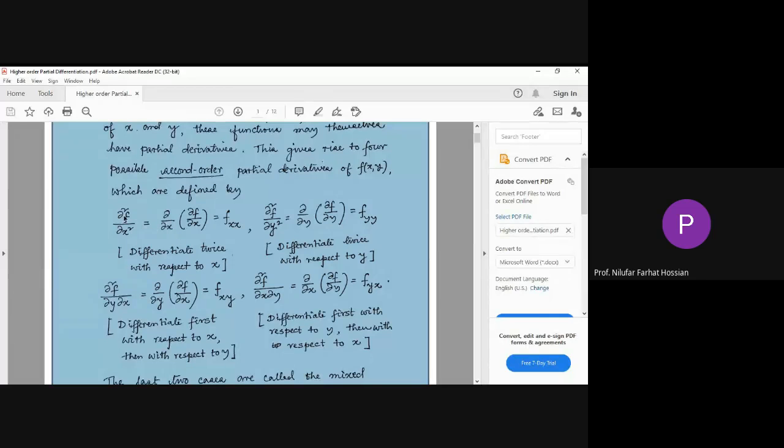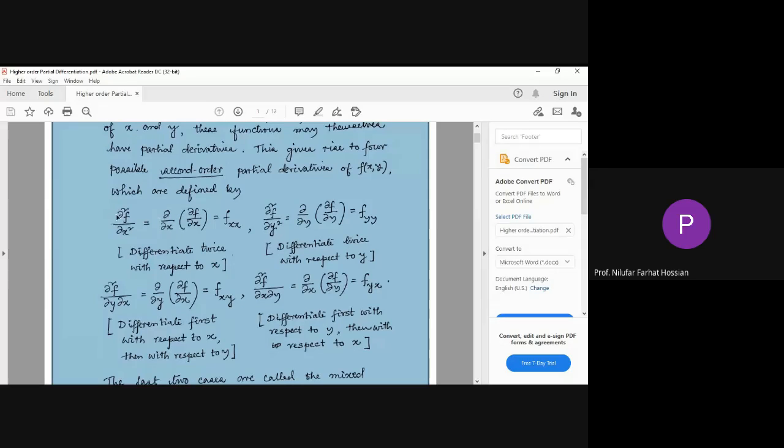You see, del square f by del x square. That means it is the second order partial derivative of f with respect to x, just like ordinary differentiation. Do you remember d square y by dx square? Do you remember what it means? D square y by dx square means it is the derivative of y with respect to x twice, isn't it? Do you remember? Just like this ordinary differentiation, here also.